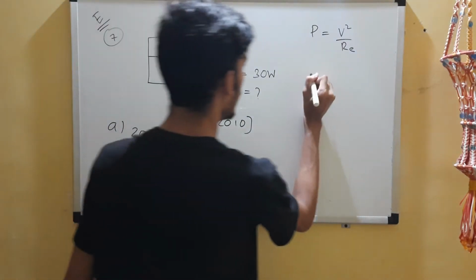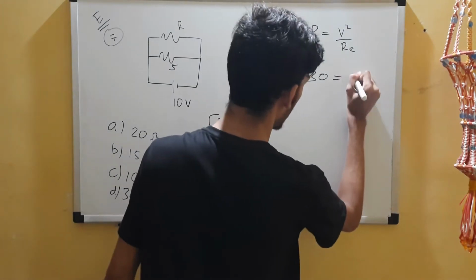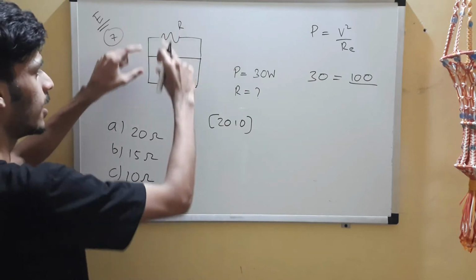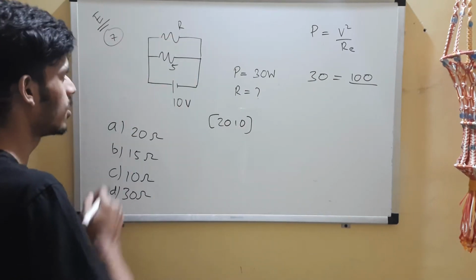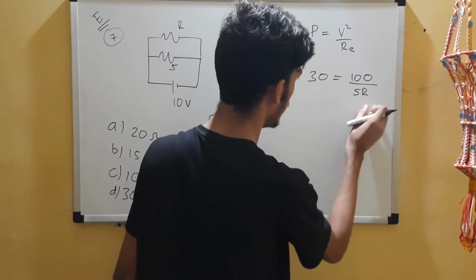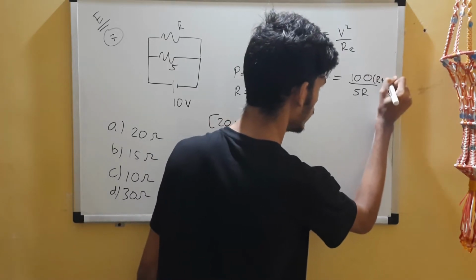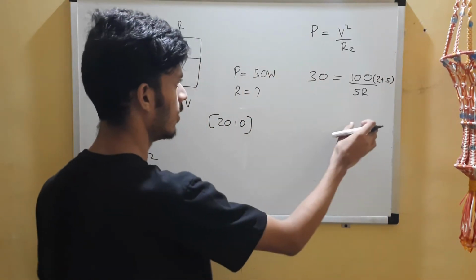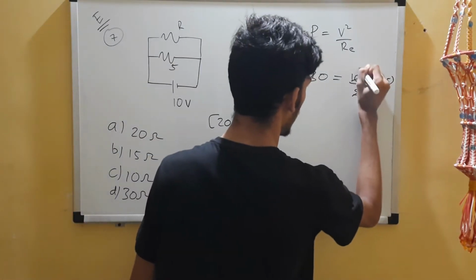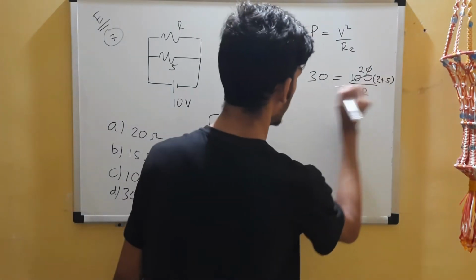Power is given as 30, and here voltage will be 10, 10 square is 100. R equivalent will be product upon sum, right? These two are in parallel combination, so product upon sum: 5 into R upon R plus 5, that will go on top, 5 into R divided by R plus 5. So 5 will cancel, 100 by 5 is 20, and this will get cancelled.